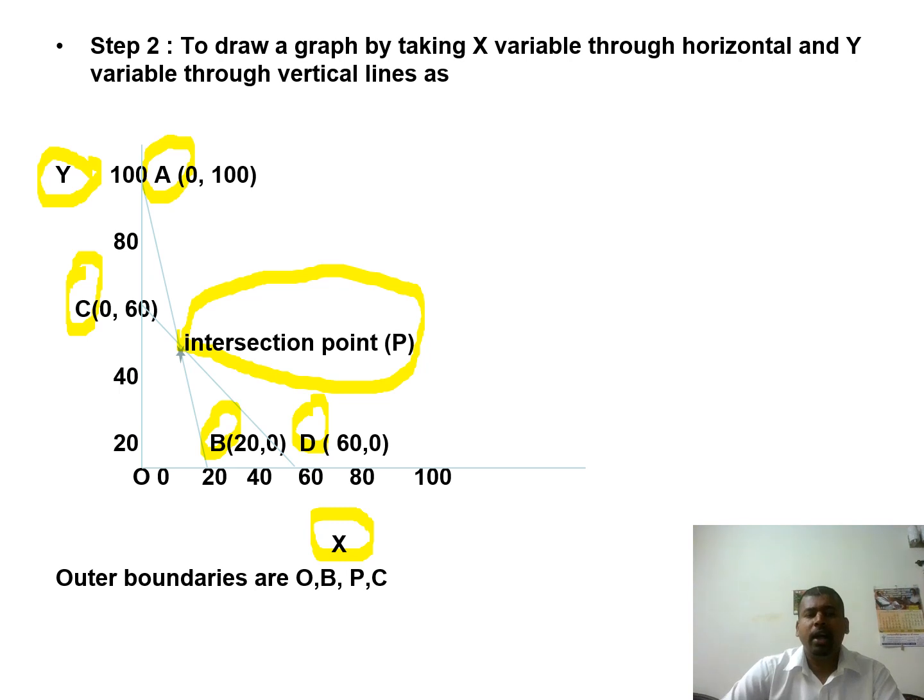So now we have to identify the region. So here the region is O, from O it goes up to B, from B it goes up to P, and from P it goes up to C, and again it comes back to the origin. This is called the outer boundary. What do you mean by outer boundary? The outer boundary represents the feasible region where the dealer will get maximum profit. So in step number 2, I am going to find out the feasible region. At the same time, I am going to find out the optimal point, that is represented as P.